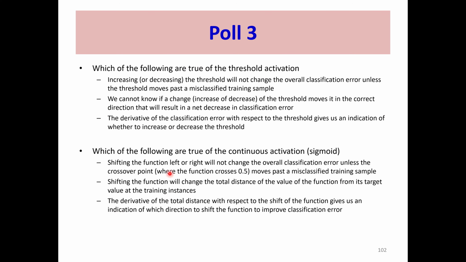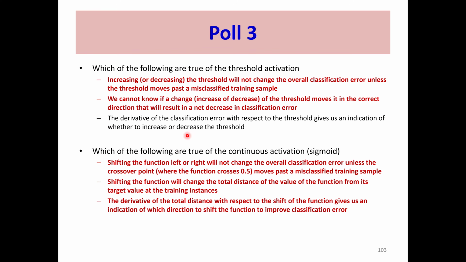Anyway, which of these statements are true in the first question? The first two. And the second one? Okay, let's see. Increasing or decreasing the threshold will not change the overall classification error, and we cannot know if a change moves it in the correct direction. That is true, and there is no derivative. The derivative is always 0 or infinity. Whereas for the second case, all three statements are true. Shifting it will not change the overall classification error, because the value at which the function becomes 0.5 has to move past the point. Nonetheless, it's going to change the total distance of the value of the function from the target value. And so this gives us a derivative, which tells us whether we are moving in the correct direction or not.